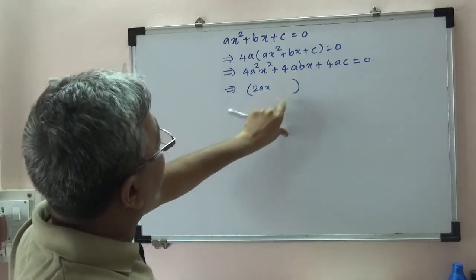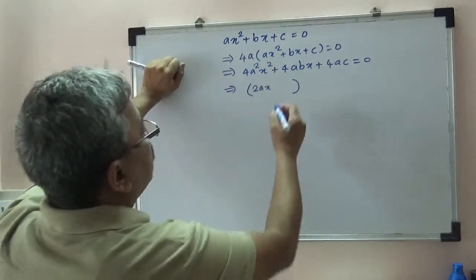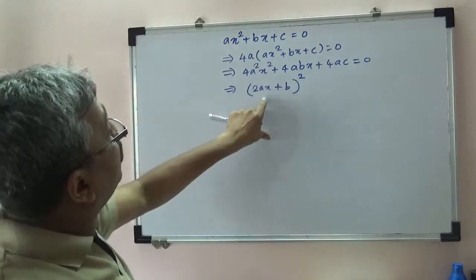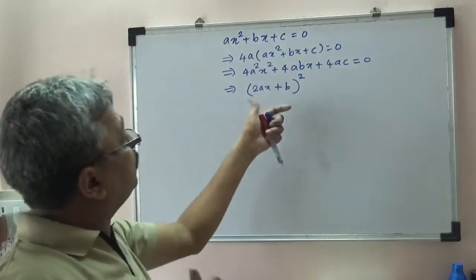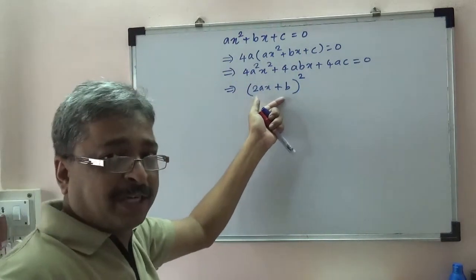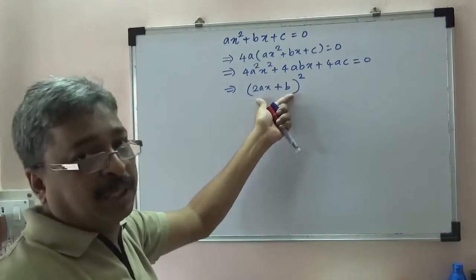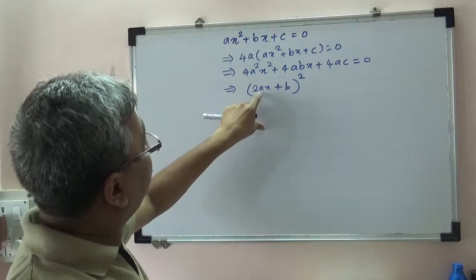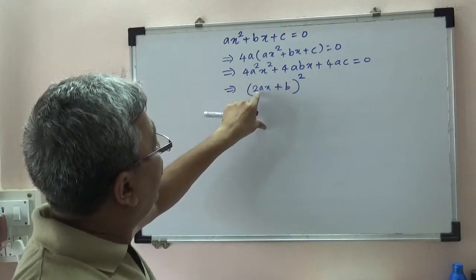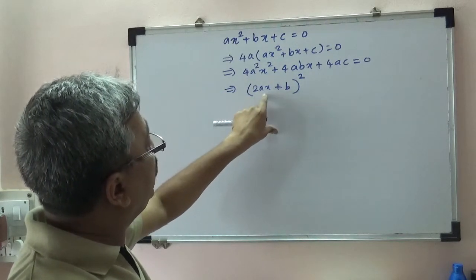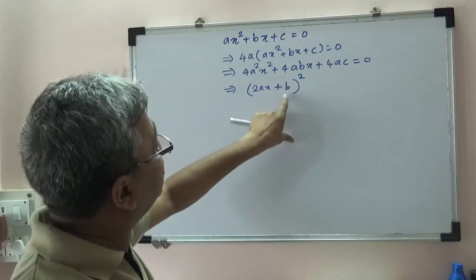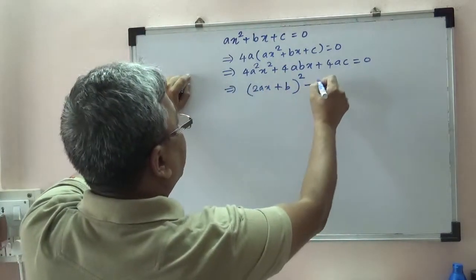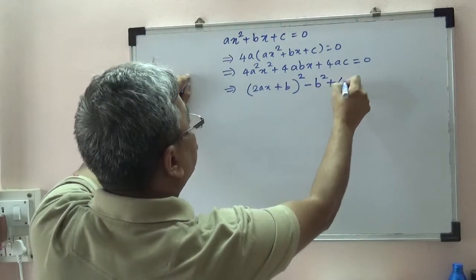a is already there, x is already there, therefore I must have only b square here. So I have guessed this particular expression. If I try to complete the square, the first term must be (2ax + b) whole square. Now I cross check: the square of this is this, and the second term, product of these two into 2, is 4abx, but I have unnecessarily generated b square, which I subtract, b square plus 4ac.